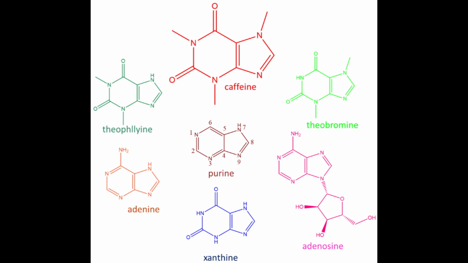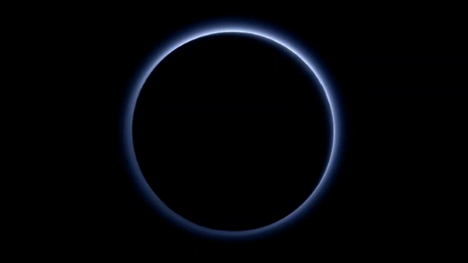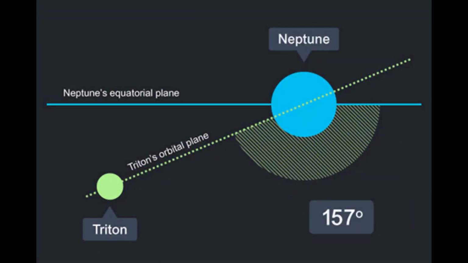Some of these tholins are the nucleobases used in genetic material. These organic tholins will then precipitate out to form a faint haze layer which extends up to 50 kilometers above the surface. The interior of Triton is warmed via tidal heating thanks to its orbit around Neptune.